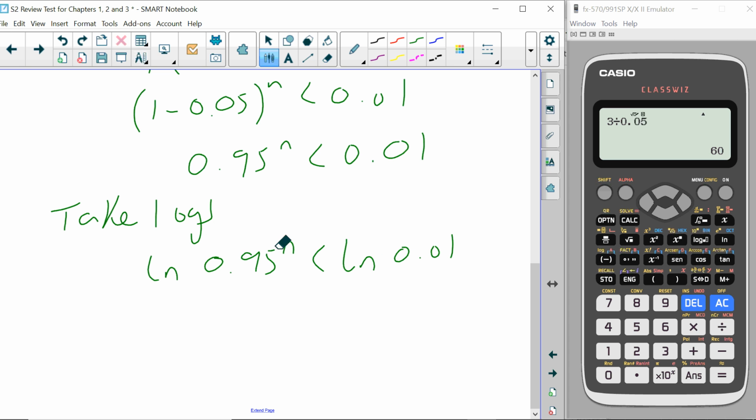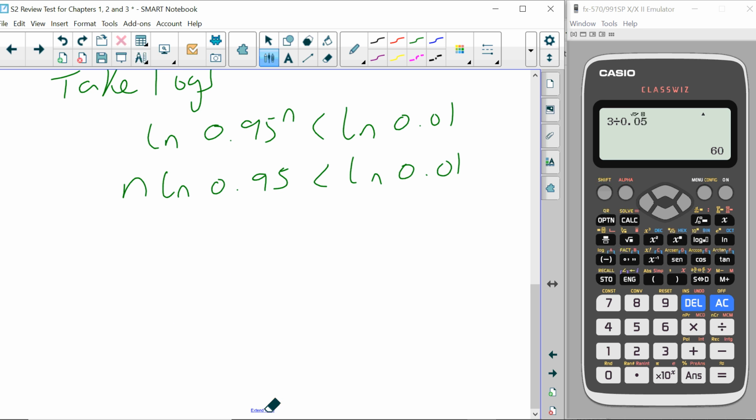By using the power law, I can move that n to the front. So I could have n times the natural log of 0.95 is less than the natural log of 0.01. Now, to get n on its own, I need to divide by the log of 0.95. So this is what I end up with on the other side.